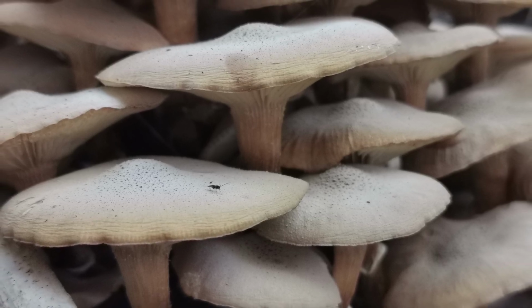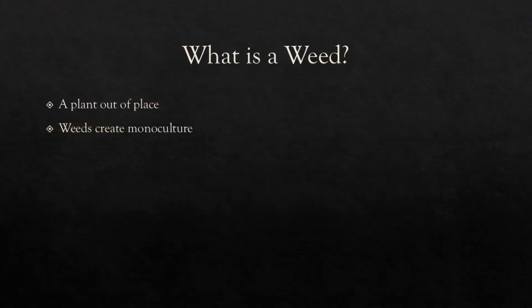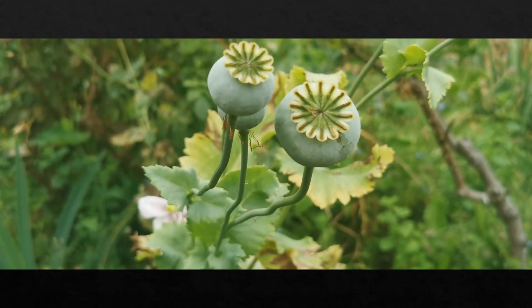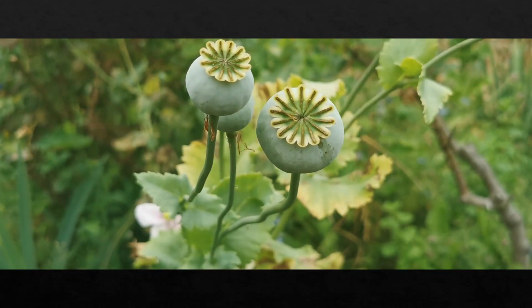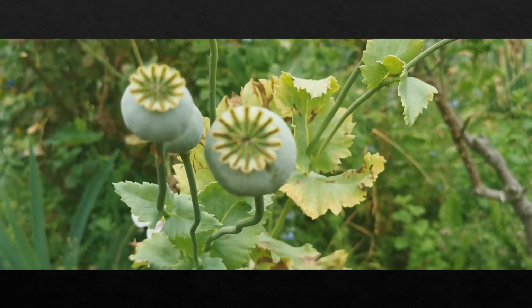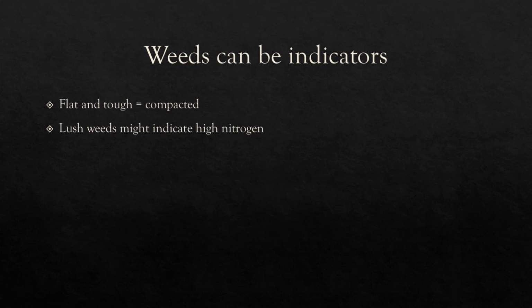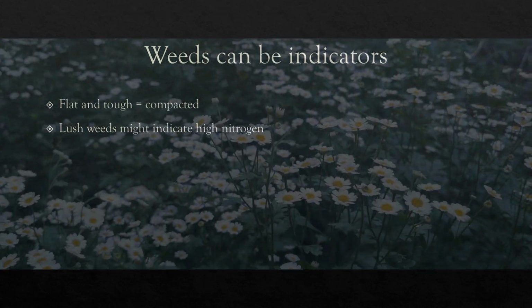Most people will notice the weeds on a site. Some people say a weed is simply a plant out of place. Because a permaculture system works to create a diverse collection of food plants, a weed would therefore be a plant that dominates the food forest and doesn't support diversity. Weeds can be indicators. For instance, flat weeds on bare soil can indicate compaction, whereas lush green weeds can indicate an abundance of nitrogen.